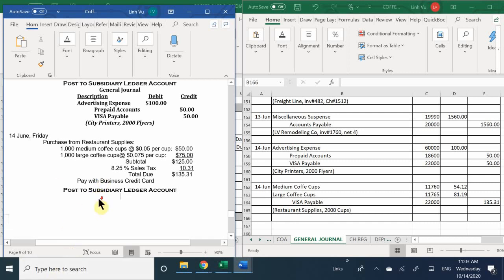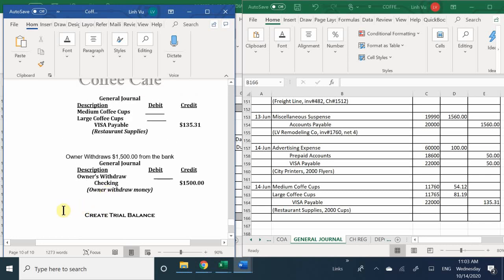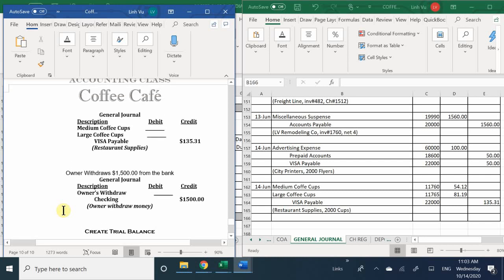On the 14th of June, what did you also do? We drew $1,500 from the bank. Because Bob Mason is the owner, I forgot to mention that. Bob Mason is the owner of Coffee Cafe, and he told you, hey, I made a withdrawal of $1,500. Can you update the journal with that?